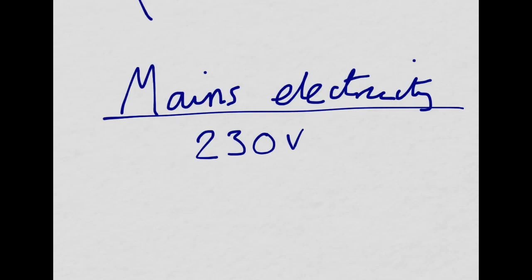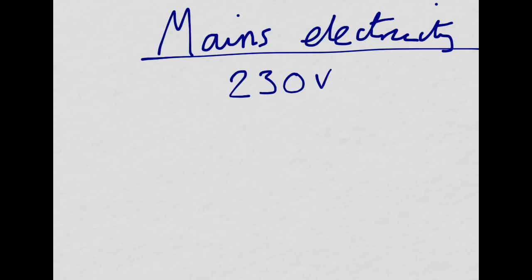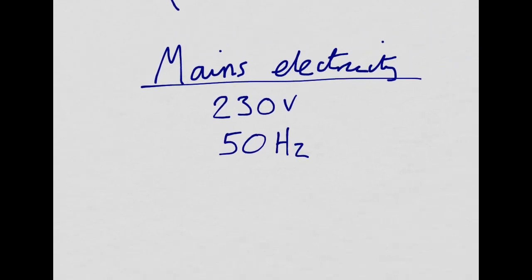So I always talk about 230 volts, and then also it changes direction and then changes back again 50 times every second. So 50 cycles every single second, or 50 hertz. It goes forwards and then it goes backwards, and it does that 50 times every single second, and that's what mains electricity is. Right, let's open up some plugs and see what's inside.